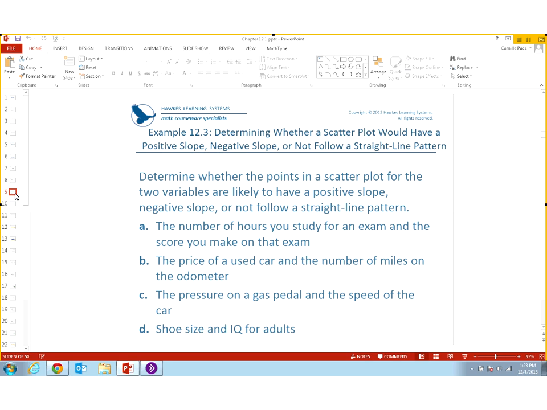So you can see the pressure on the gas pedal and the speed of the car. So think about when you're in the car.